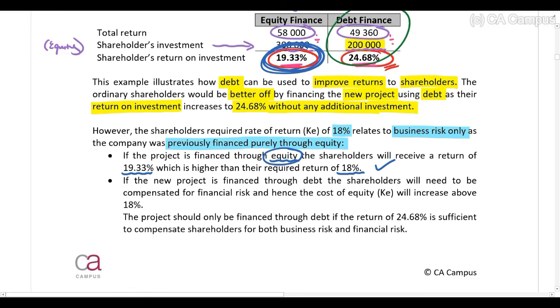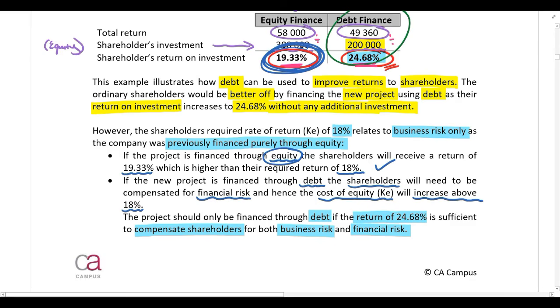However, if the project is financed using debt, the shareholders will need to be compensated for financial risk, and the cost of equity will not be 18% anymore. It will increase above 18%. So it's important to note that they should only finance this project using debt finance if the return of 24.68% is sufficient to compensate shareholders for both business risk and financial risk.